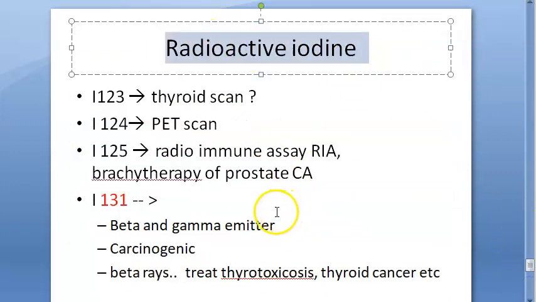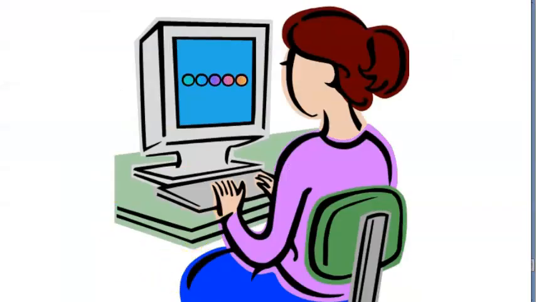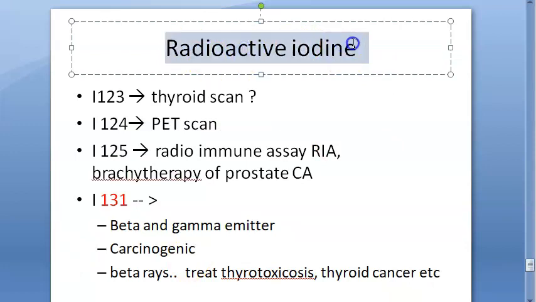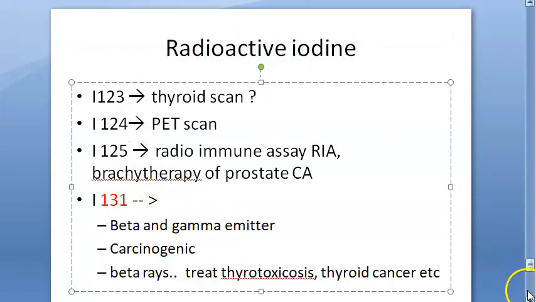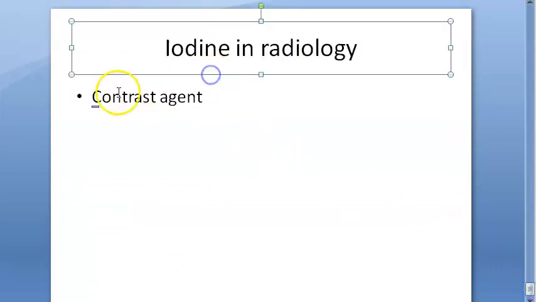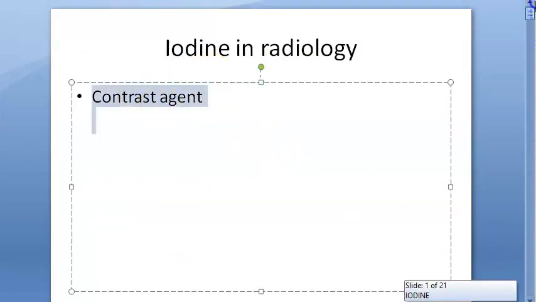So in radiology, you use iodine. Remember, this has nothing to do with community medicine. In radiology, you use radioactive iodine for all the scans, etc. It's used as a contrast agent also, looks like.